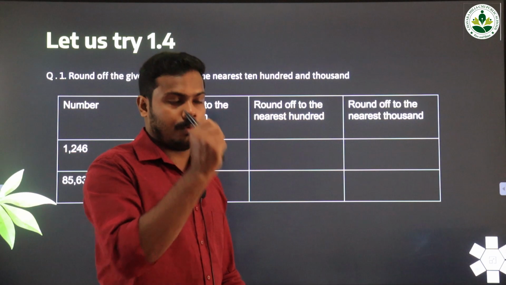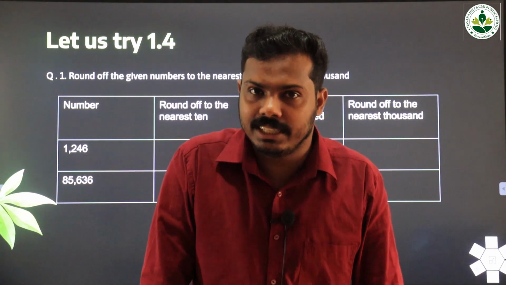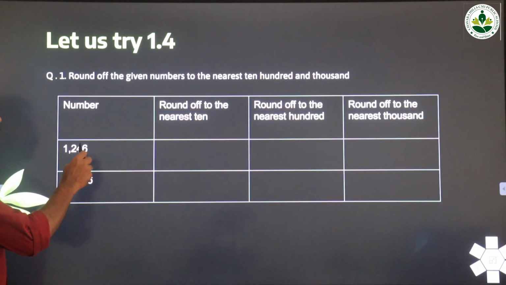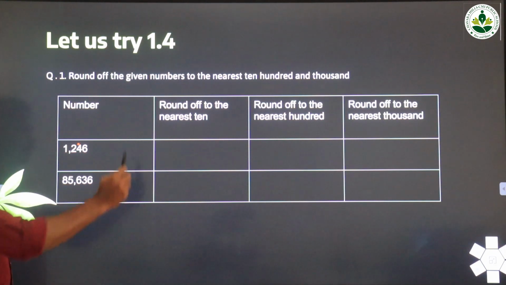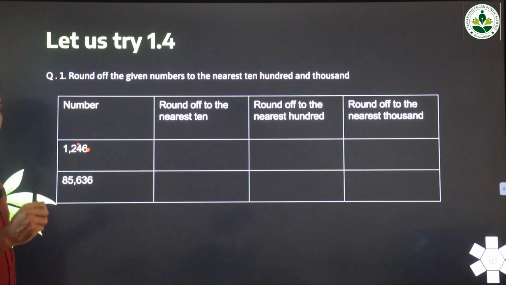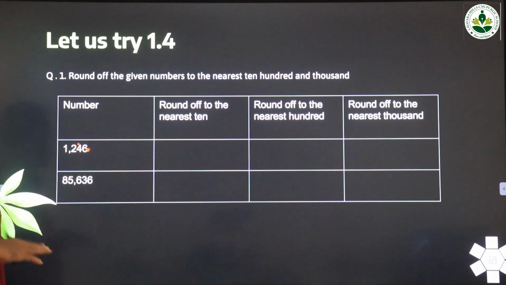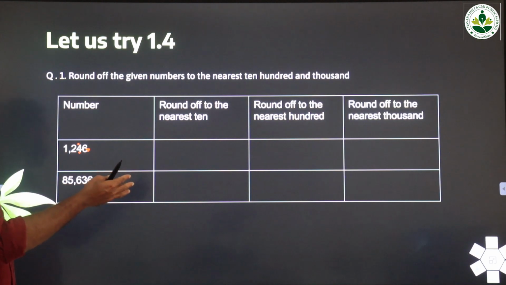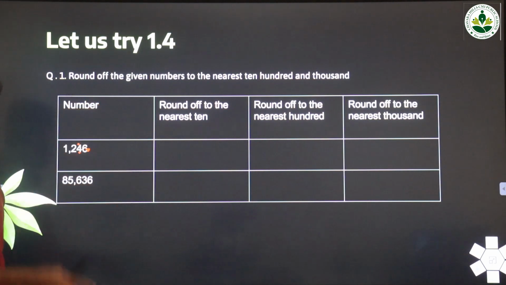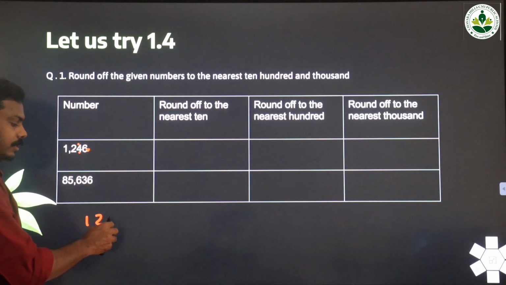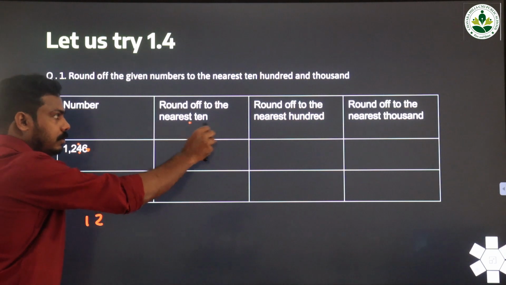When we need to round off a number to the nearest 10, look at the digit in the ones place, that means the next right side place. We need to round off the tens place digit. If it is 0, 1, 2, 3 or 4, do not change the digit in the tens place. If it is 5, 6, 7, 8 or 9, then add 1 to the digit in the given rounding place. Here we need to round off to the nearest 10.